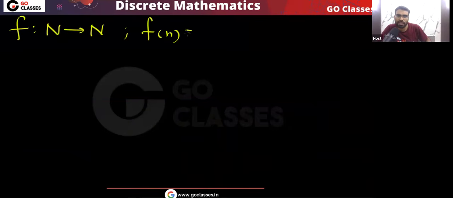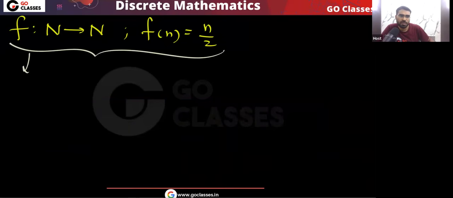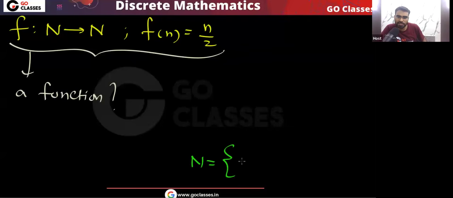What about this structure? Is this a function? I am giving you a mapping from natural numbers to natural numbers, and I am saying that f of n is equal to n by 2. Tell me, is this structure a function? First of all, what is n? N is natural numbers, that means 1, 2, 3, 4, and so on.